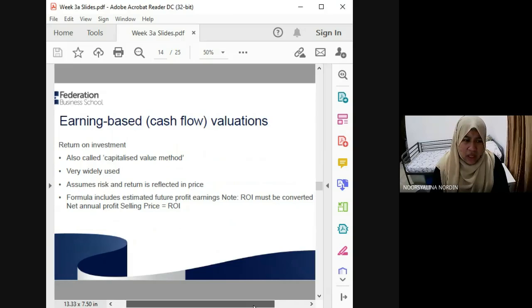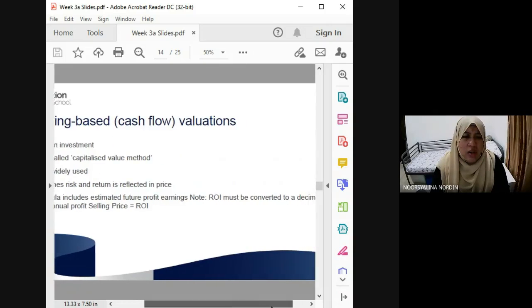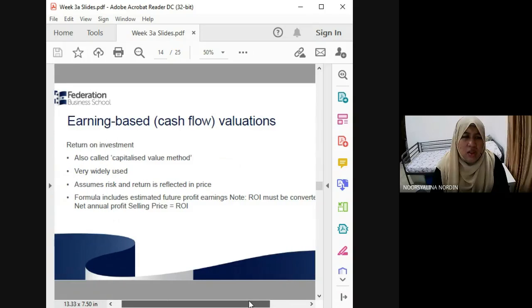So the formula includes estimated future profit earnings. So we say in here ROI must be converted to decimal. Okay. Decimal meaning to say they have a point, how much at the back. And net annual profit over selling price means return on investment is equal to net annual profit over selling price.